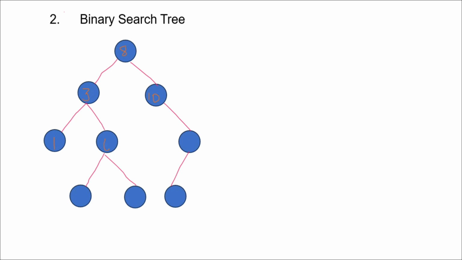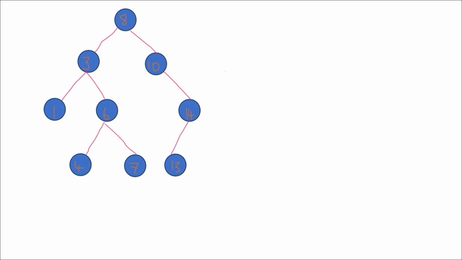Next, I move on to the node 6. This is the left subtree, right? The left subtree's value is less than 6, so I take 4. This is the right subtree of node 6, so I take a value greater than 6, which is 7. This is the left subtree of 14, so I take 13. This is all about how to construct a binary search tree. Next we move on to the next type, AVL tree.